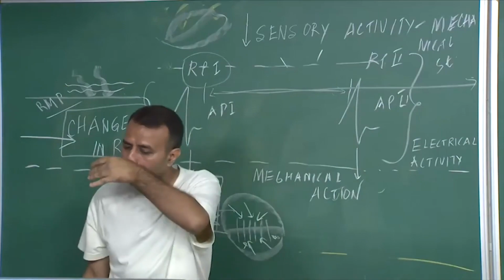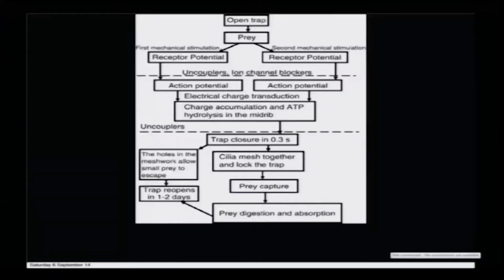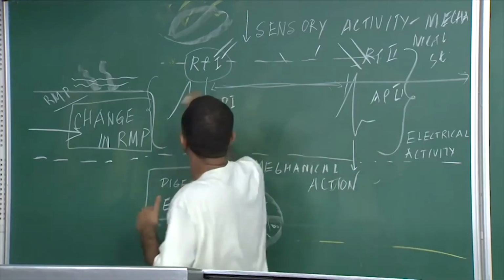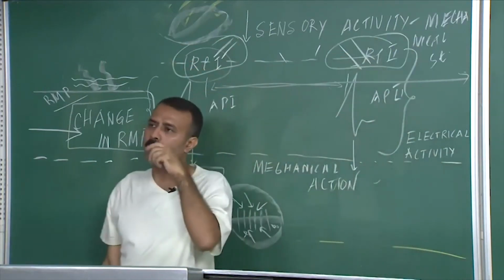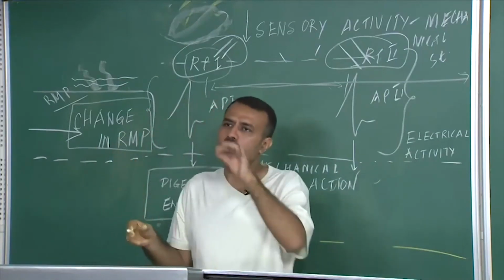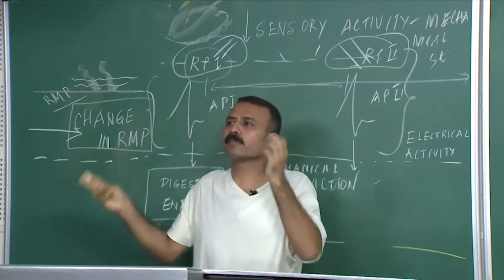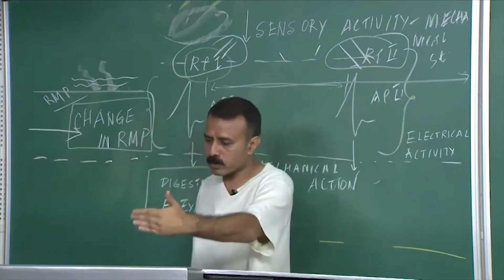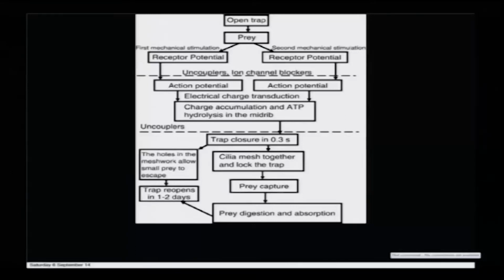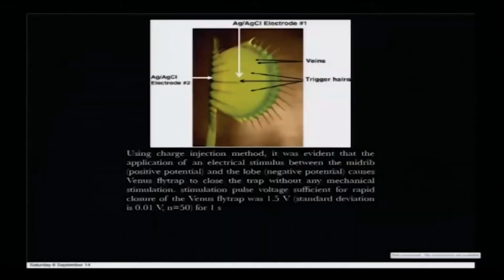Now, coming back to the slide, if you see this line, the first mechanical stimulation, the second mechanical stimulation. I was trying to show you the mechanical stimulation taking place here, and here, and likewise in RP1, RP2. Now I do not give the mechanical stimulation. What I did is I changed the receptor potential by an electrical method. Will this whole cascade of events still take place? That is the experiment which was being done.